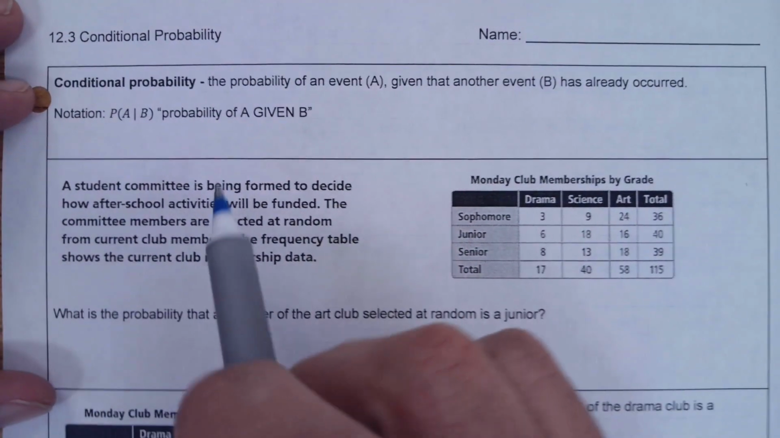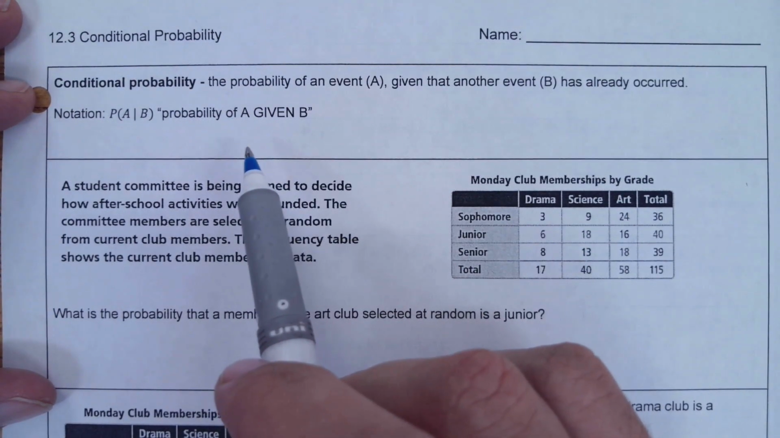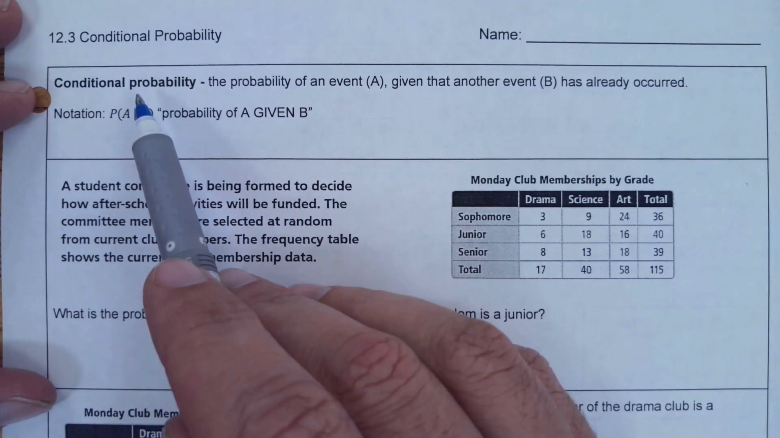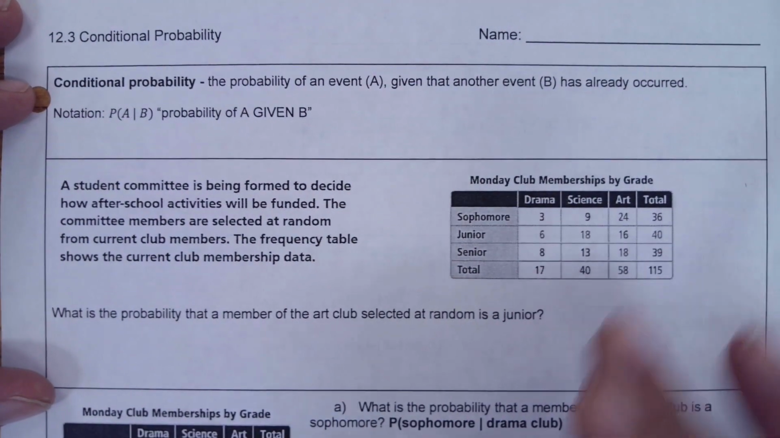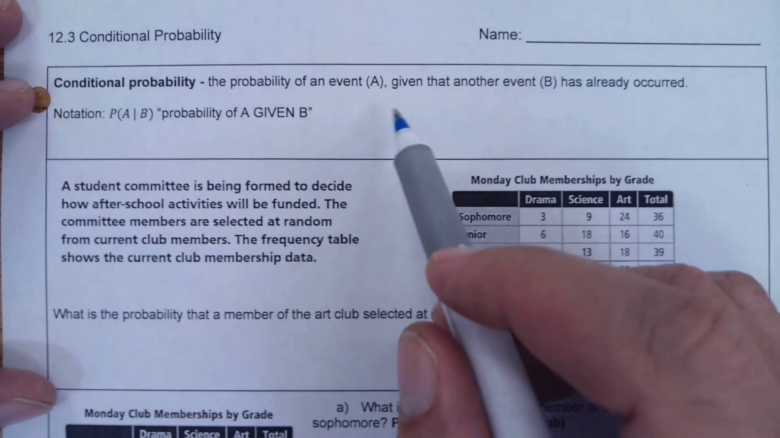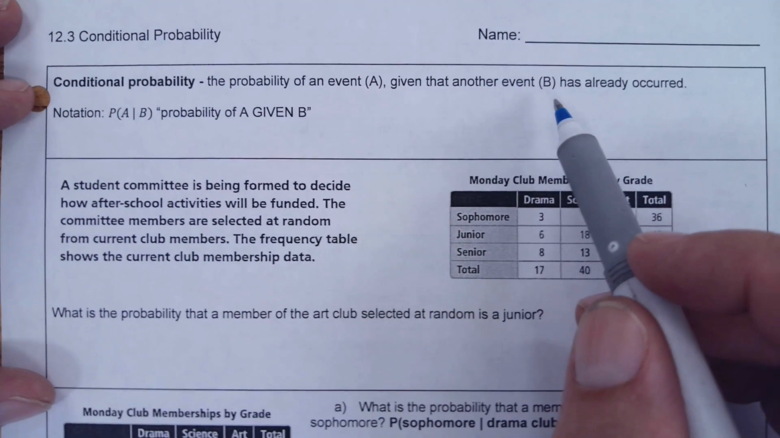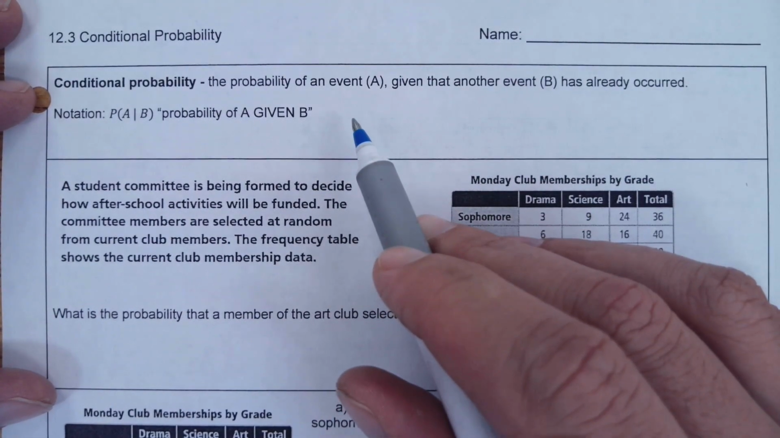Okay, today we're going to talk about conditional probability. We've been covering some basic probabilities and then the addition rule. Conditional probability is a little bit different. We just have to carefully read the questions. So conditional probability is the probability of an event A, given that another event B has already happened. So we need something to happen before something else can happen.